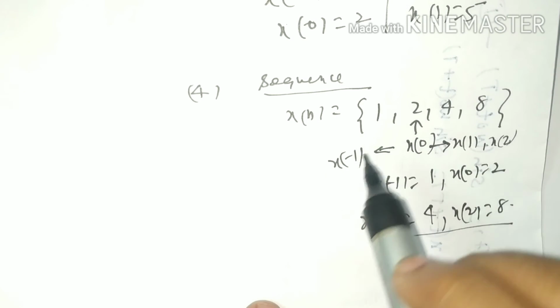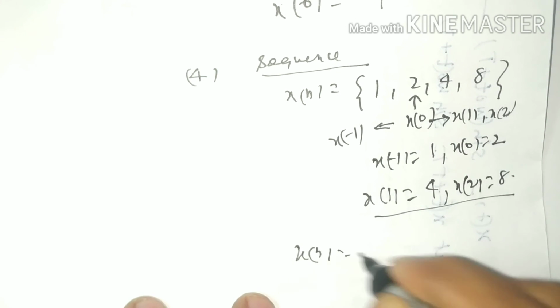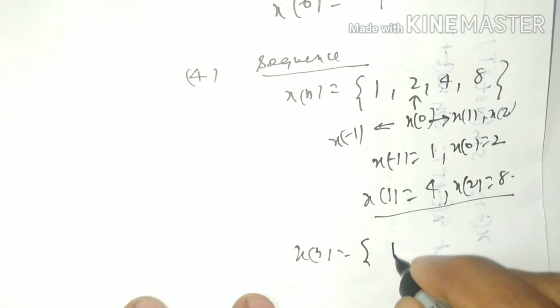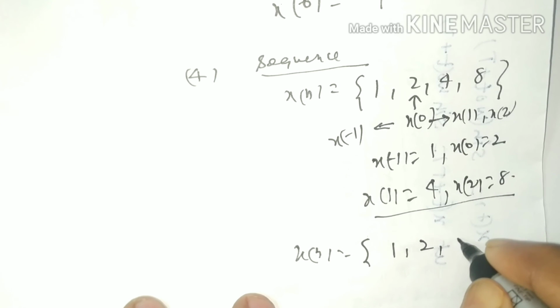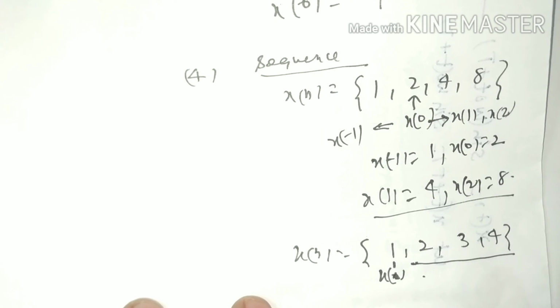Here, if we do not put any arrow and we just write 1, 2, 3 and 4, then we have to assume the first element as x[0] and the rest of the elements are x[1], x[2], x[3] and x[4]. Here x[-1] is 0.